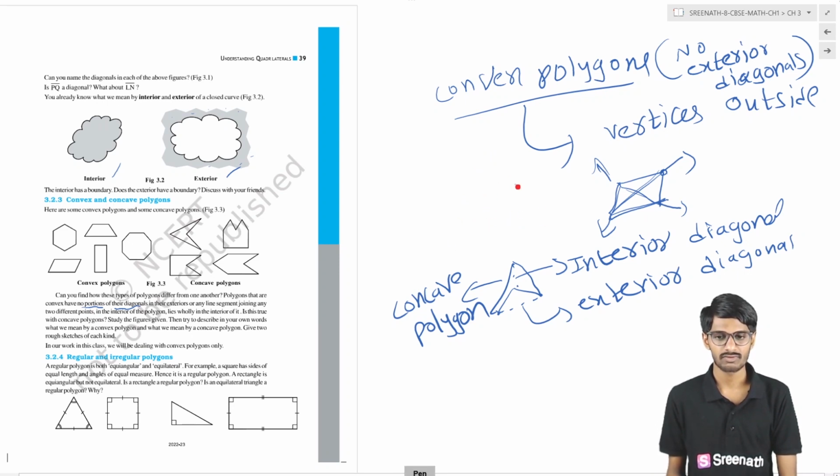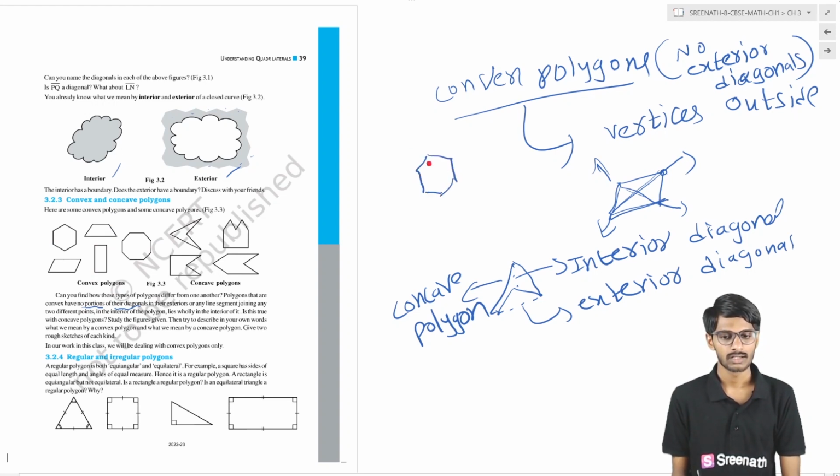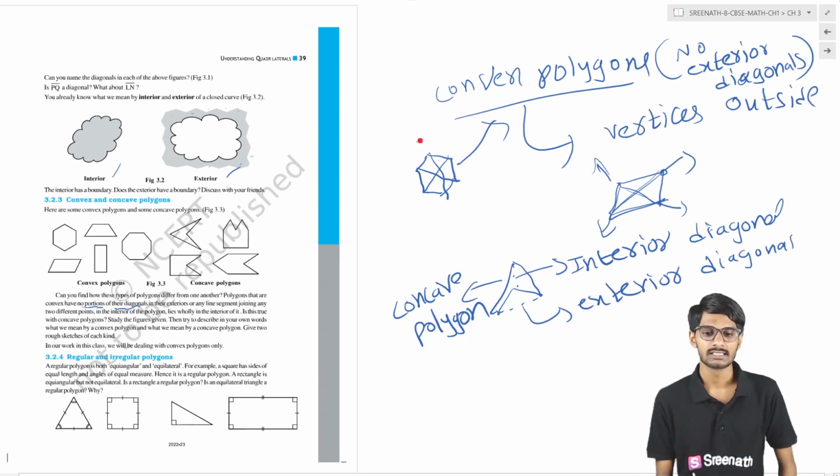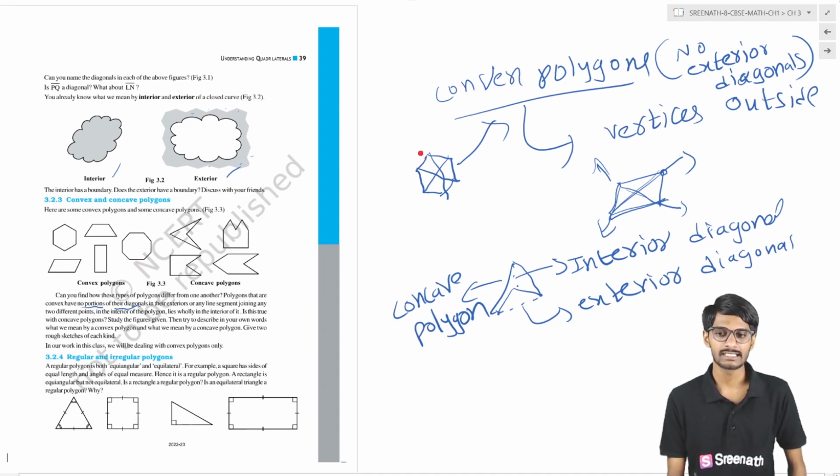And one more example for convex: suppose you take this hexagon and draw diagonals, they will be like that. All these diagonals are interior only, there are no exterior diagonals. So this is also a convex polygon. So this is the concave polygon. Why? Not all are interior diagonals, but here there is an exterior diagonal.